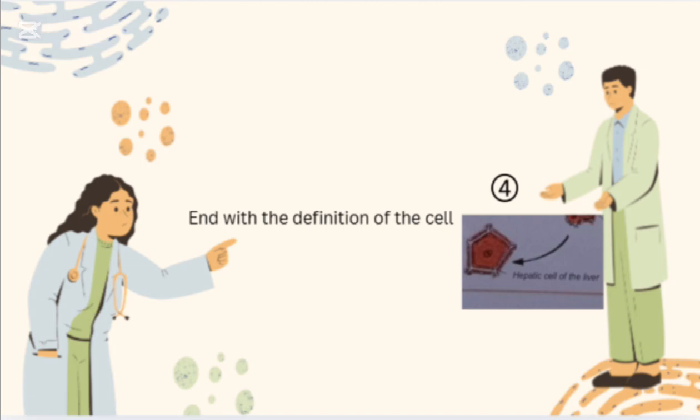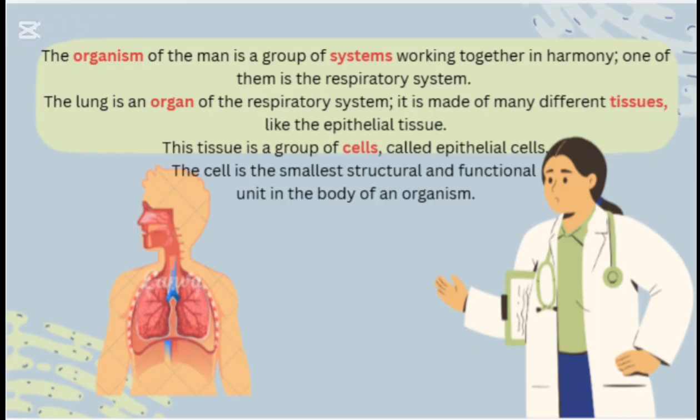So I should give this professional answer. The cell is the smallest structural and functional unit in the body of an organism. You already studied this, right? Here is our text now.